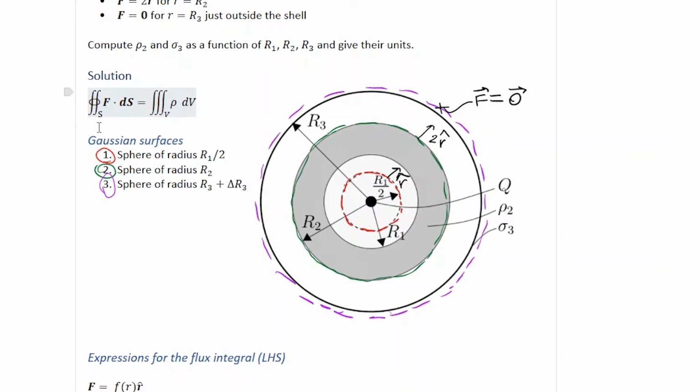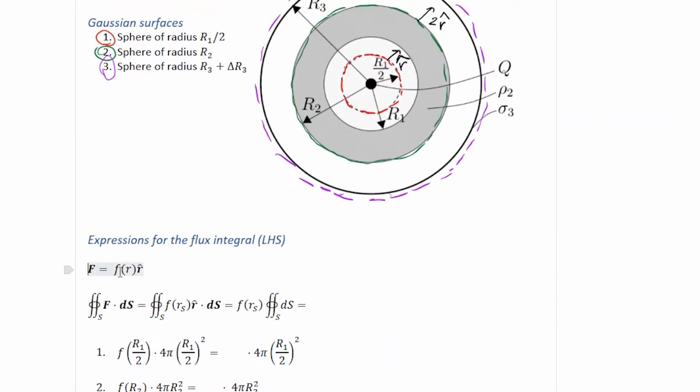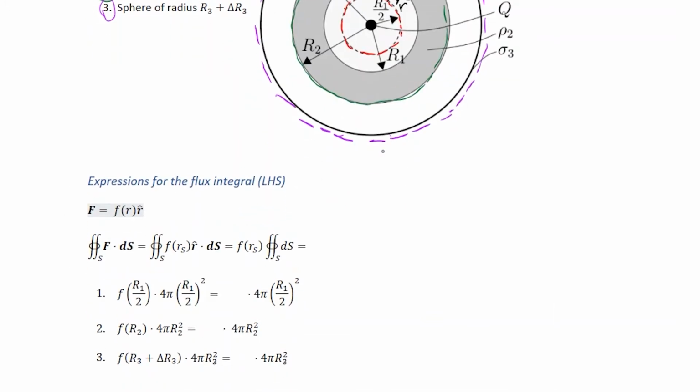For the left-hand side, we would assume that F equals F of r times r hat. Then we would plug it into the expression for the integral, which I did here. This F of rs is a constant, so it comes out of the integral. And then you're left with F of rs times the surface area of the sphere. Then we would evaluate this for the 3 different surfaces by plugging in what rs equals.